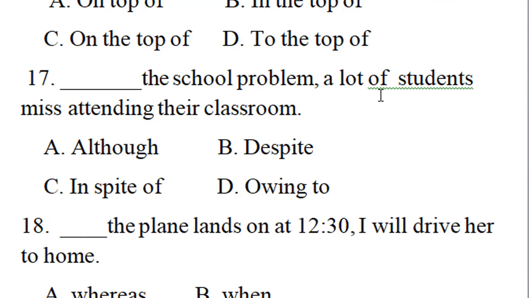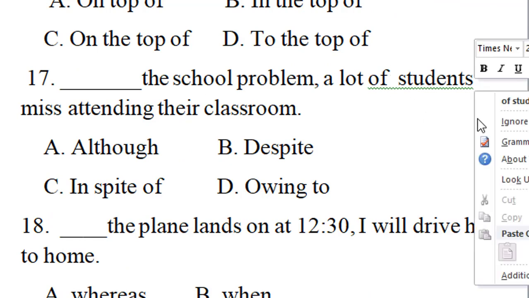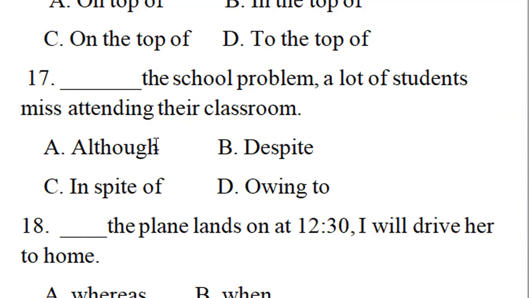Blank the school problem, a lot of students miss attending their classroom. Look at the question: although, in spite of, despite, owing to. When do we use although? When do we use in spite of and despite? They are in the same group, which are adverbs of conjunction or contrast. But the structure of using although, despite, and in spite of are completely different. Although plus clause, despite or in spite of plus noun or noun phrase, that's true. Here, the school problem is a phrase, so although is not the answer here.